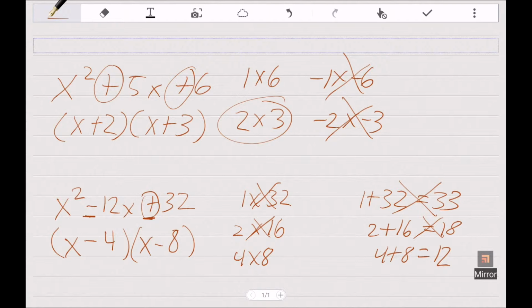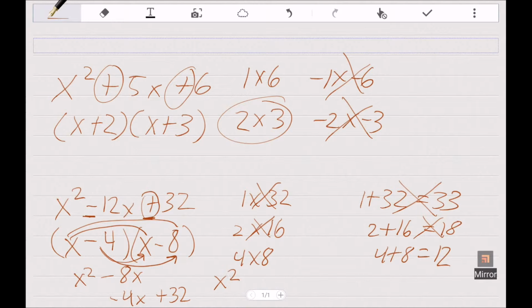Now, just for grins and giggles, let's check to make sure we've got it right. X times x is x squared. X times negative 8 is negative 8x. Negative 4 times x is negative 4x. Negative 4 times negative 8 is our positive 32. So we have x squared, combine like terms, negative 8x minus 4x is equal to negative 12x plus 32. So we came back, so our factors must be correct.